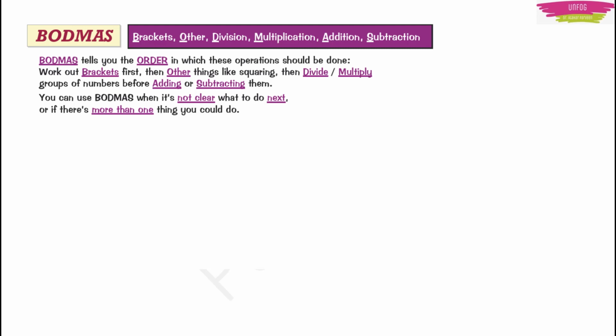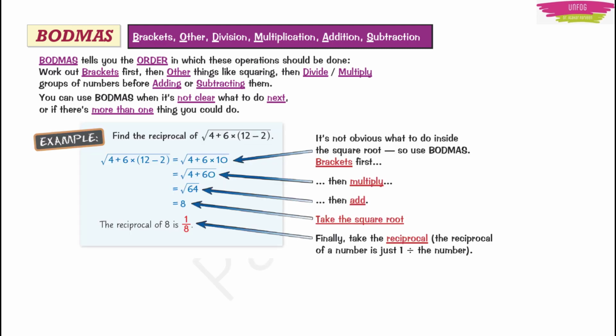You can use this BODMAS when it is not clear what to do next, because if you do whatever you feel, then your answer will be wrong. So this is the procedure for mathematical operations to be carried out. For example, if a question is like this: find the reciprocal of the square root of 4 plus 6 into within brackets 12 minus 2.